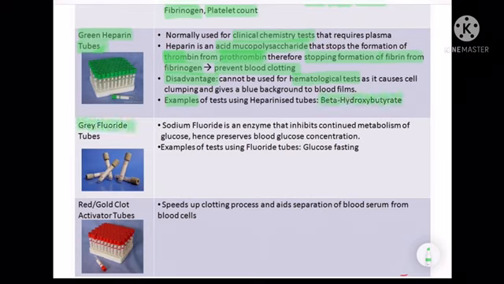Next one is the gray tube or the fluoride tube. It contains sodium fluoride, an enzyme inhibitor that inhibits continued metabolism of glucose, hence preserving blood glucose concentration. So it is a glucose tube, we can say that. This gray-head tube or fluoride Vacutainer is used to keep blood glucose concentration steady after we take the blood, so it's used for glucose estimation. We can say for fasting glucose or postprandial glucose.